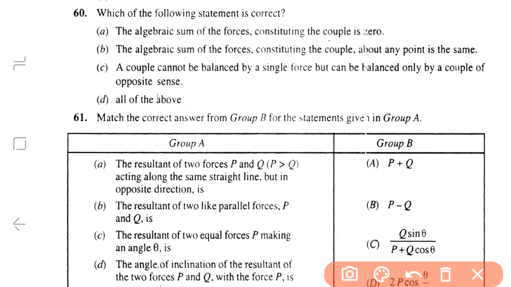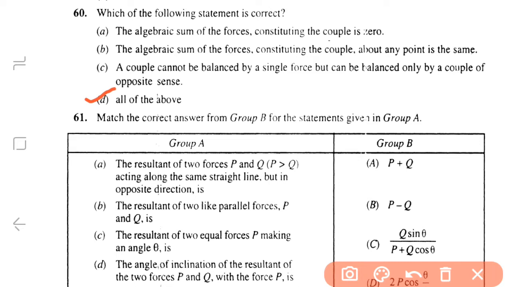Okay. Next is question 60. Which of the following statements is correct? Option A is, the algebraic sum of the forces constituting the couple is 0. Option B is, the algebraic sum of the moments of the forces constituting the couple about any point is the same. Option C is, a couple cannot be balanced by a single force but can be balanced only by a couple of opposite sense. Option D is all of the above. Here option D is the correct answer for this question.